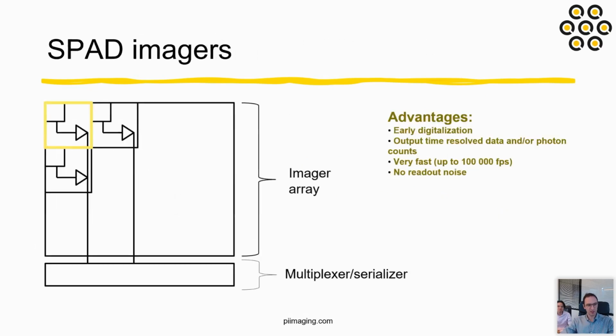SPAD imagers bring this parallelization one step further by introducing the digitalization directly on the pixel. So we go from a whole image sensor serializer in EMCCDs, to column readouts in scientific CMOS, and then to pixel readout in SPADs, offering really the possibility to read out extremely fast at no readout noise. Of course, not to forget to mention, SPADs do not have any excess noise.